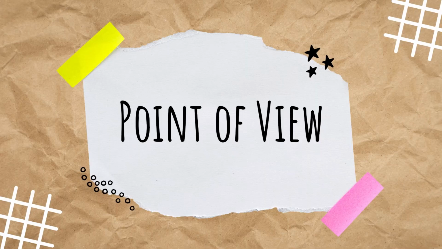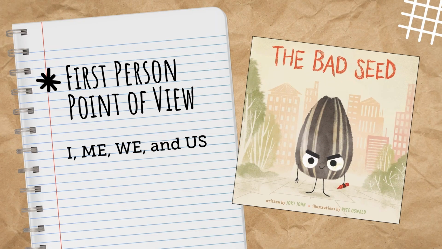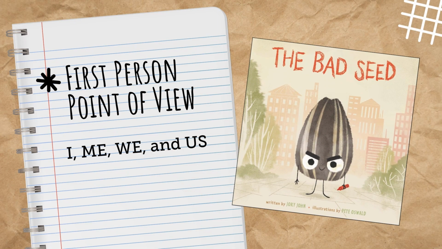So, you've got this incredible story idea, but who's going to tell it? The point of view is the lens through which your readers will experience your story, and it's the first major decision you need to make. There are 3 different points of view in writing. First person means writing from inside the mind of one person, using pronouns such as I, me, we, and us.